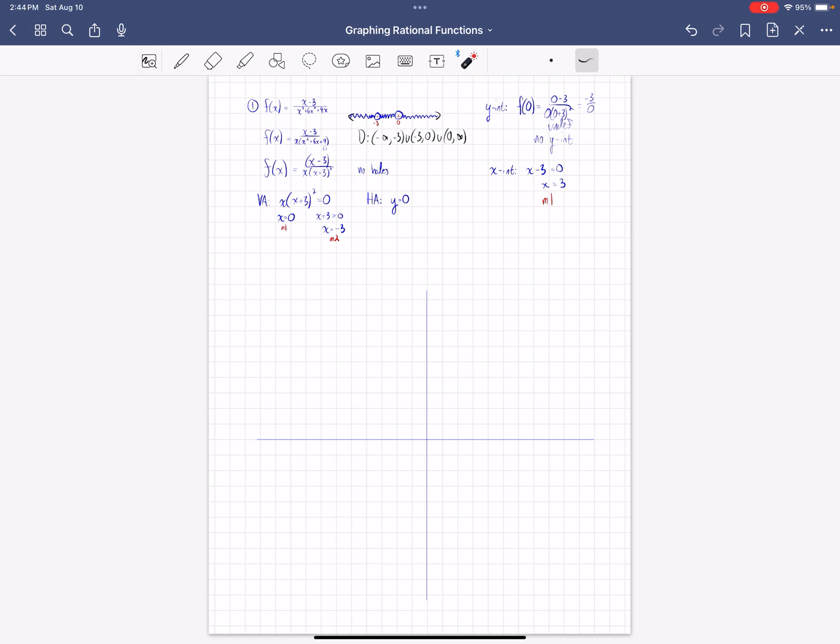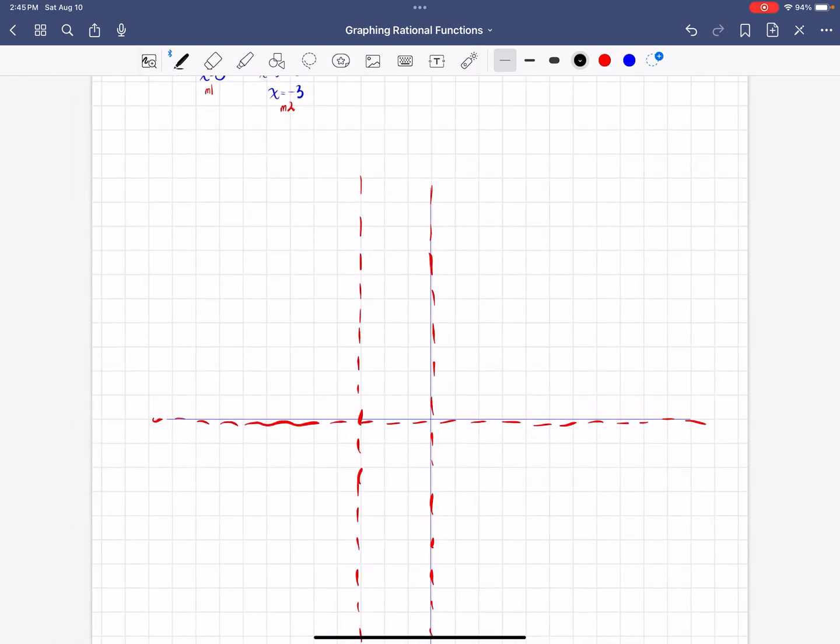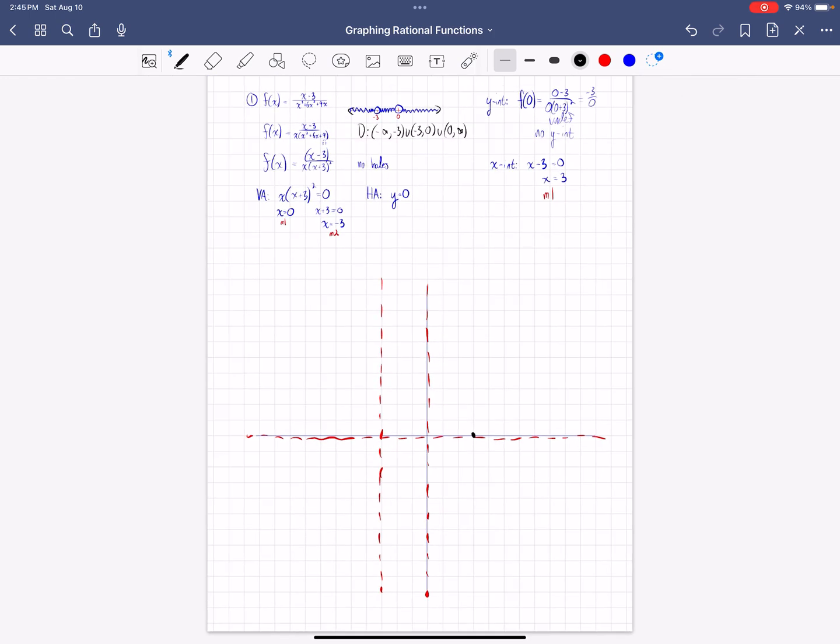So let's plot everything we have. We have a vertical asymptote at x equals 0. Let's plot that. Okay. One down. We have a vertical asymptote at x equals negative 3. Close enough. We have a horizontal asymptote at y equals 0. So that's it for our asymptotes. Then we have, let's see, no holes, no y-intercept, but there is an x-intercept at x equals 3. So let's plot that x-intercept at x equals 3. That'll be right here.